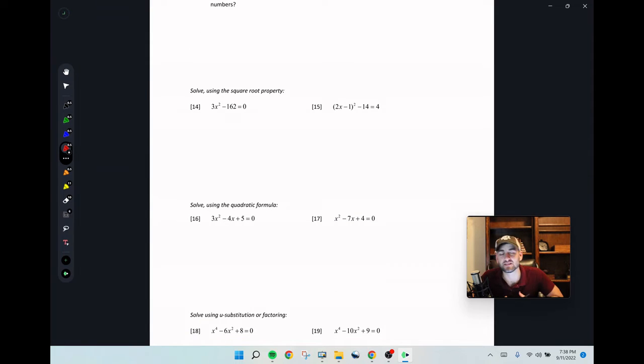Because a lot of times I see students try to do the square root property ones the way we just did with all those long steps. And it's actually a lot simpler. It's a lot easier than that.